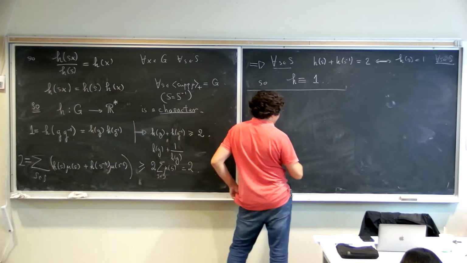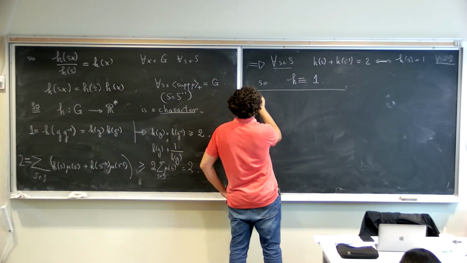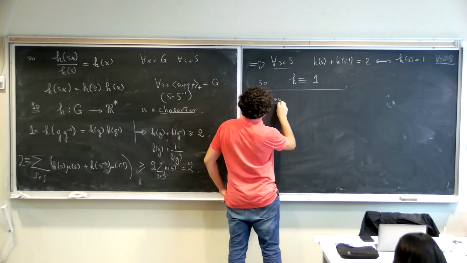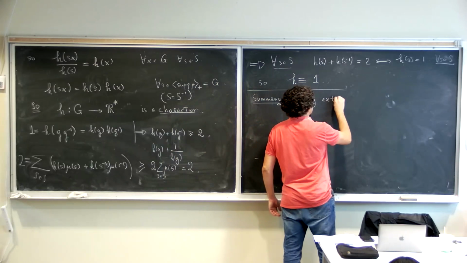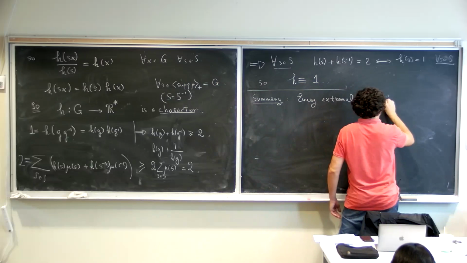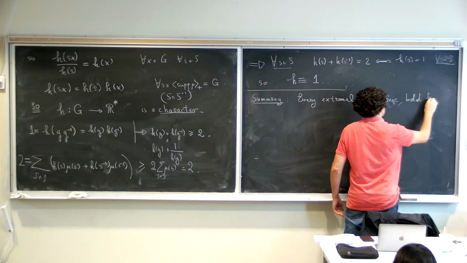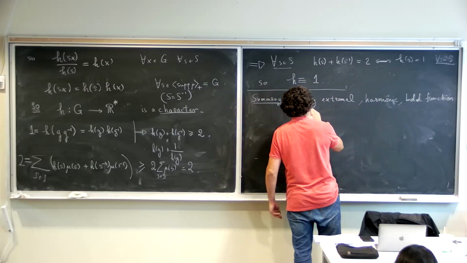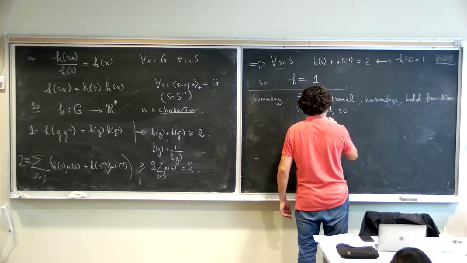So as an upshot, the summary is that every extremal harmonic bounded function is constant. And so every one of them is.